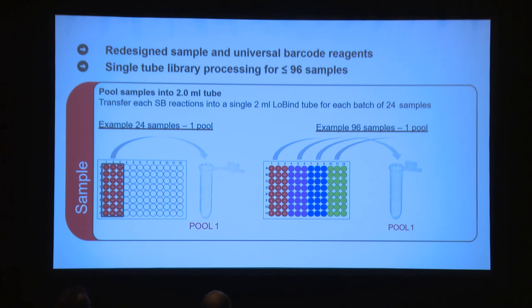The other difference in version 2 is actually for the bigger labs: you don't have to pool into 4 different tubes. Now you can pool them into one pool, because they have a redesigned universal barcode that can have 96 unique library samples.